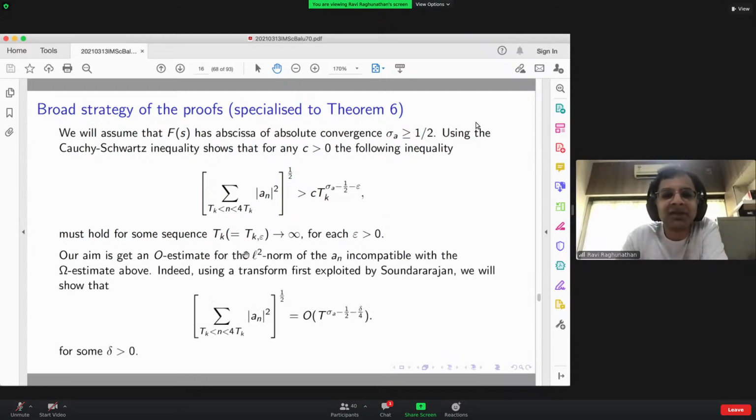Our aim is to get an O estimate for this L2 norm. We will show that actually it is t to the sigma A minus half minus delta by 4 for some delta greater than 0. That's the point. So this is of course incompatible with the previous omega estimate. That's the strategy. And the starting point is a transform first exploited by Soundararajan for the case D equals 1.